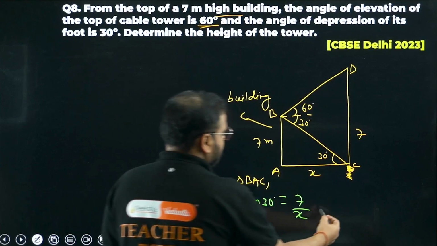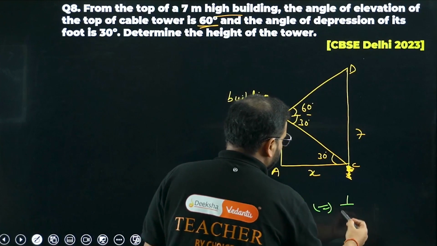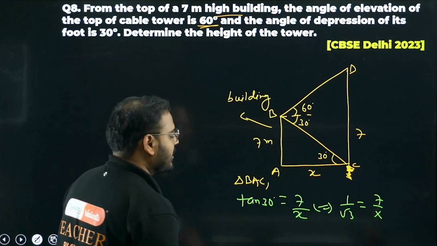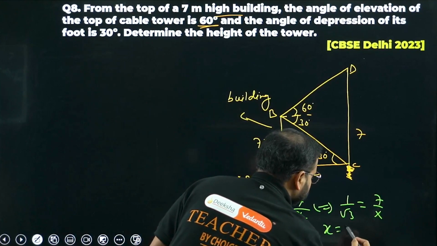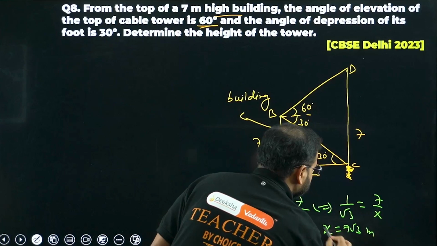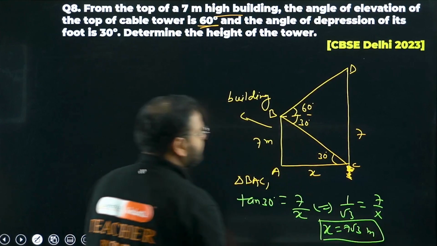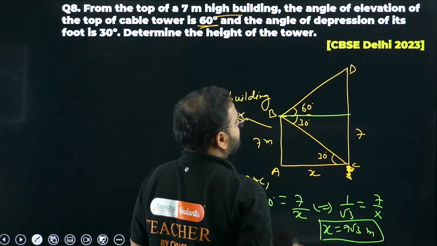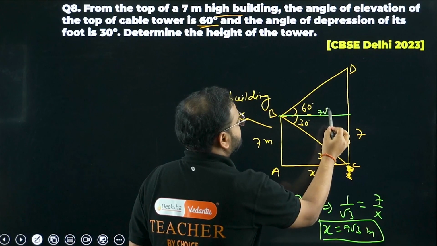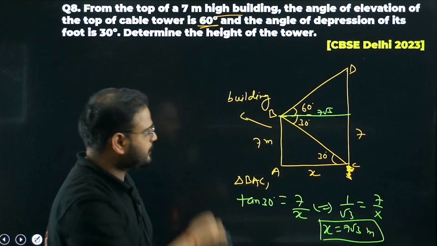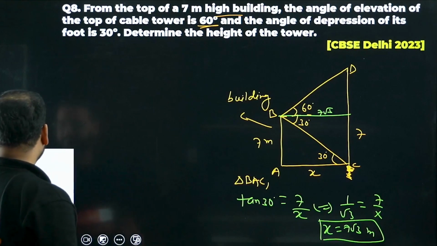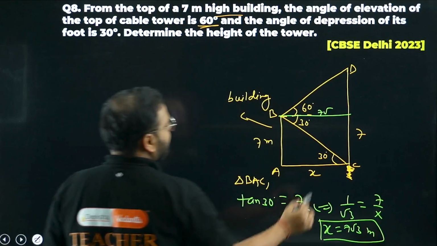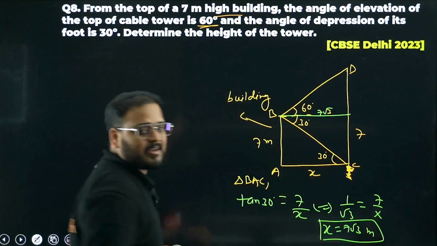Okay. So what's the value over this? 1 by root 3 equals 7 by x. Simplify this, cross multiplication. x is 7 root 3 meters. So if that is the case, what is this value, sir? Again, 7 root 3 meters. Have a look. 7 root 3 meters is also the same value over here. Correct? 7 root 3 meters.